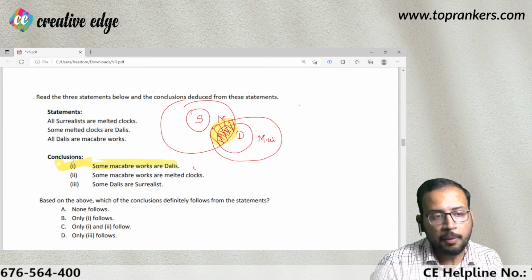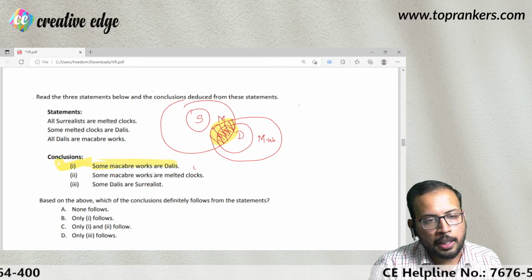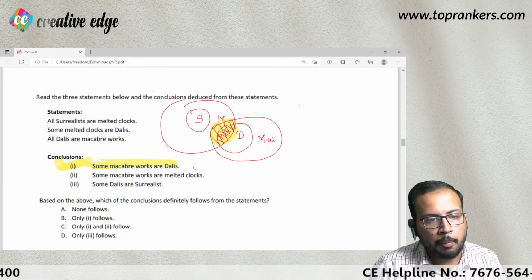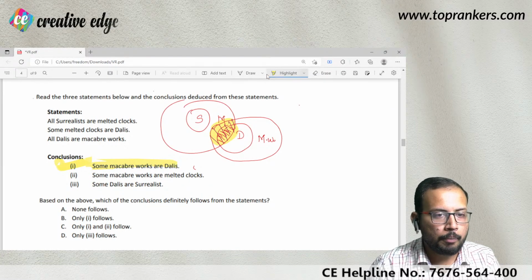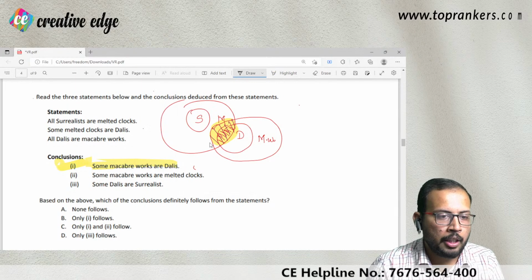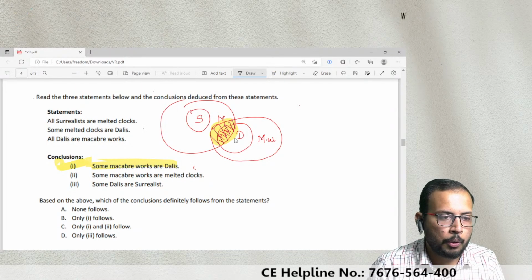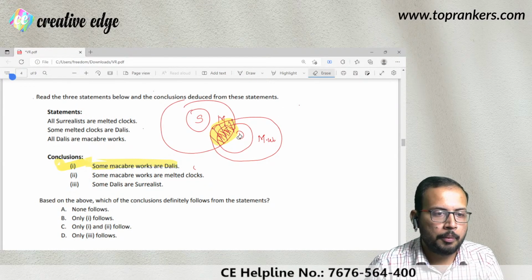चलिए ठीक है. Now let us look at the second conclusion. Some macabre works are melted clocks. So yes, some macabre works are melted clocks. तो यहाँ पर भी ये बिल्कुल सही हो जाएगा बच्चों. ठीक है. So let me correct myself first. पहले वाले conclusion को करेक्ट करना चाहूंगा मैं. जस्ट अ मोमेंट.